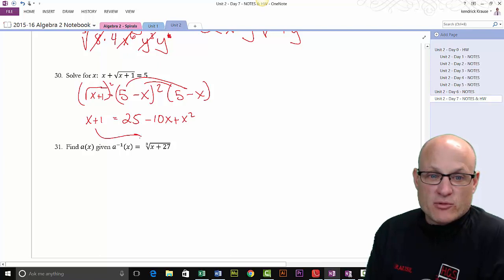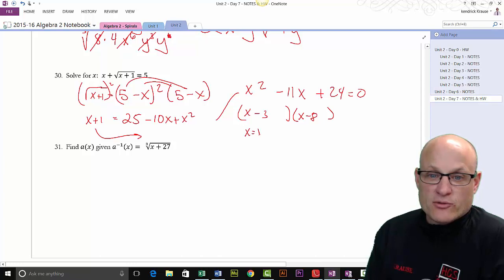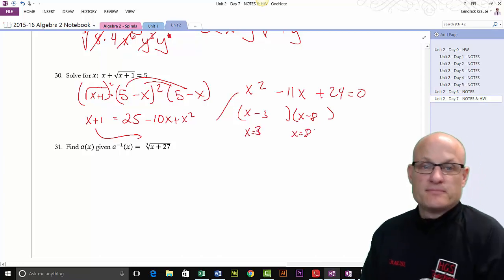Everything, these two things are going to come over here. So I get x squared minus 11x plus 24 equals 0. Signs have to be the same. They both have to be negative. So x minus 3 and x minus 8, or x equals 3 and x equals 8.